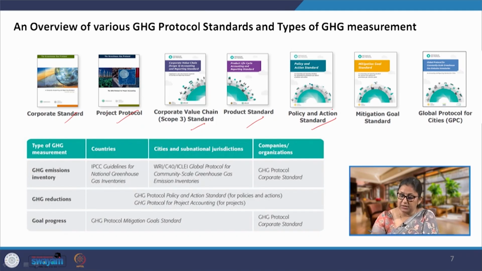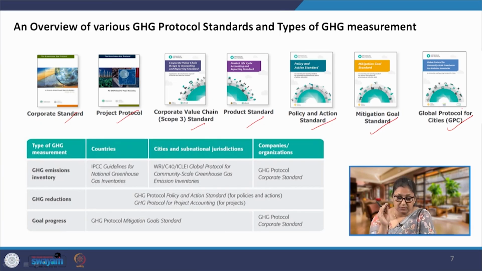So, this standard actually talks about how to estimate the impact of an action or a policy. So, this is the standard, then mitigation goal standard and global protocol for cities. All these standards and protocols we had seen in the initial lectures when we talked about GHG protocol. I am not going to go into detail over them, but there are accounting methods for each different type, and there are multiple accounting methods within these documents, and specifically the steps are mentioned for accounting. We are going to go over the accounting methods from each of these documents in the coming slides now.